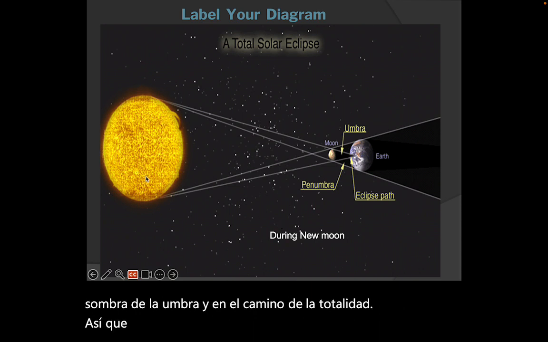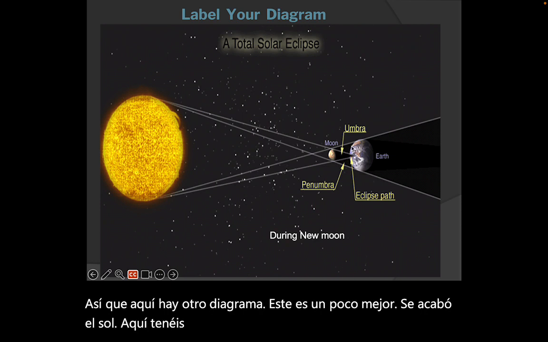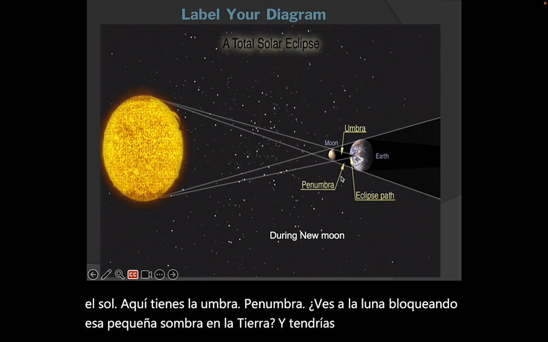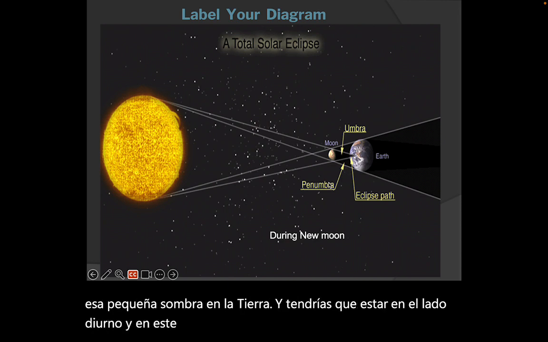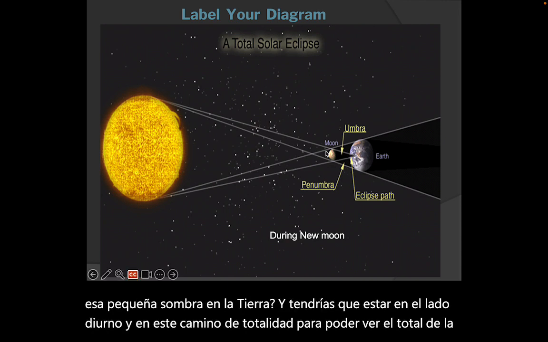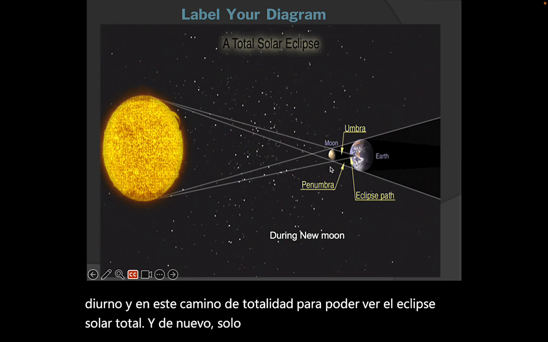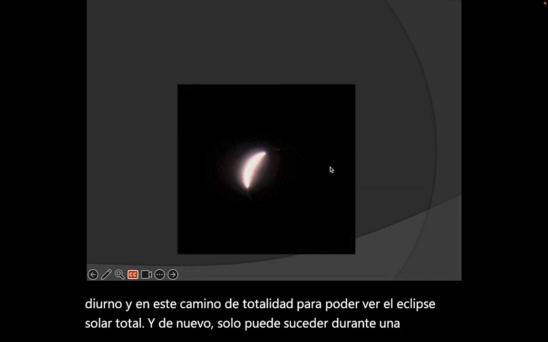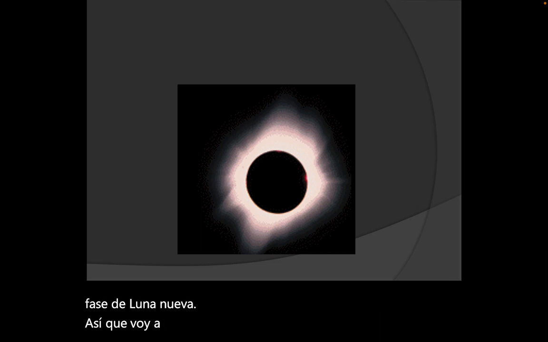All right, so here's another diagram. This one's a little bit better. Sun is over here. You have the umbra, penumbra. You see the moon blocking out that little shadow on Earth, and you would have to be on the daytime side and in this path of totality in order to see the total solar eclipse. And again, it can only happen during a new moon phase. I'm gonna go back to that. That's what it would look like if you saw one all nice and sped up.